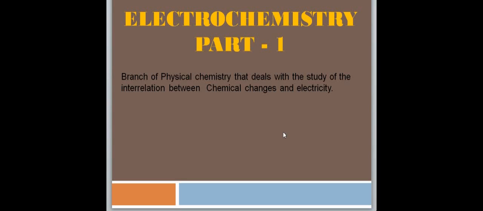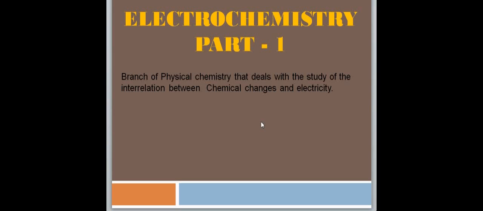As the word itself says, electrochemistry, there are two words in this one single word: electro and chemistry. Electro is related to electricity, no? And chemistry, of course, chemical changes. So it's a branch of physical chemistry that deals with the study of interrelationship between chemical changes and electricity. When I say interrelation, it means chemical changes getting converted to electricity, and electrical energy getting converted to chemical energy.